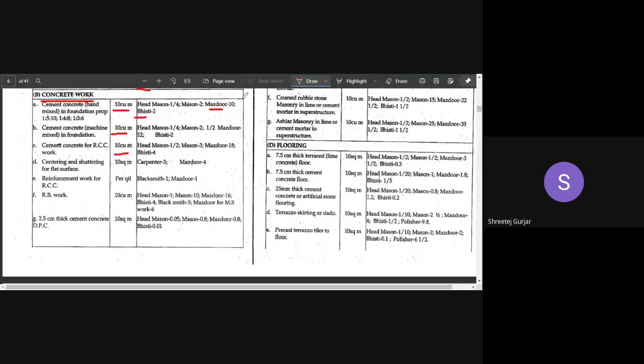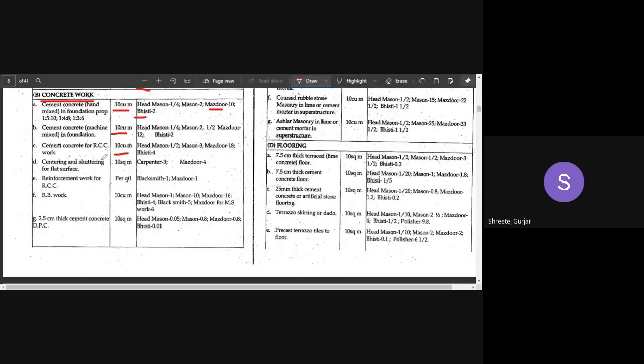Okay, so depending upon the size of your work magnitude, you can decide the number of Mazdoors and number of Bistis required. Usually for 10 cubic meters, these are the number of laborers that are required. You have to remember all these numbers, the type of laborers and the number of laborers required. It may vary, it is not a standard, but your final answer in your exam should be near whatever they expect.